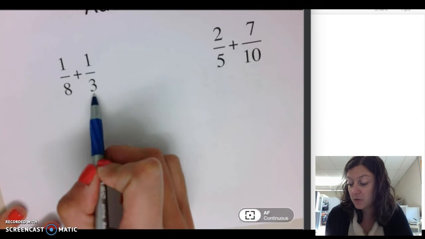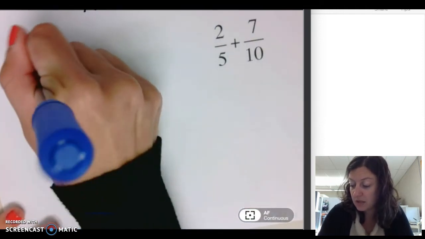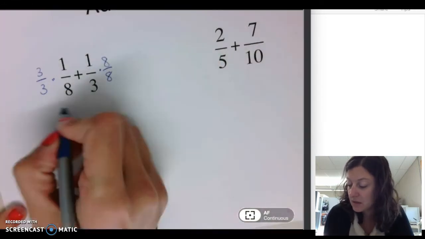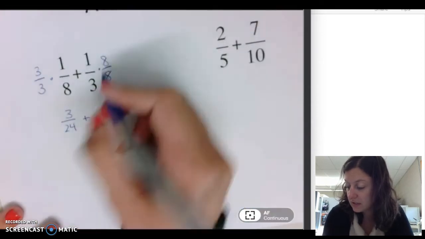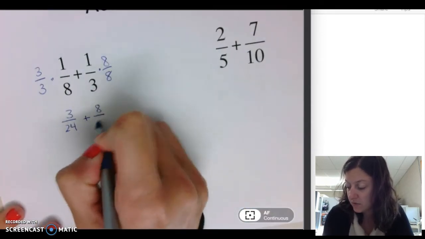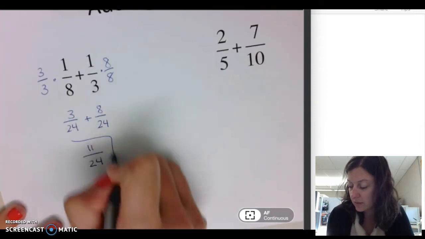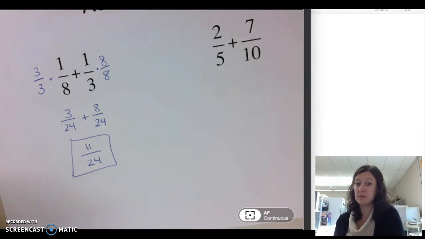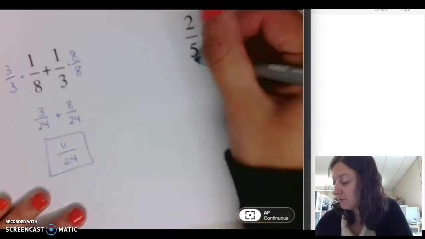But it is easier if you find the lowest. The lowest common multiple between 8 and 3 is going to be 24, so I'm going to multiply this by 3 over 3, and this by 8 over 8. So it's going to be 3/24 plus 8/24 is 11/24. There we go. And you can't simplify it. When you find the lowest common multiple, you don't have to go back to simplify most of the time. Sometimes you do.